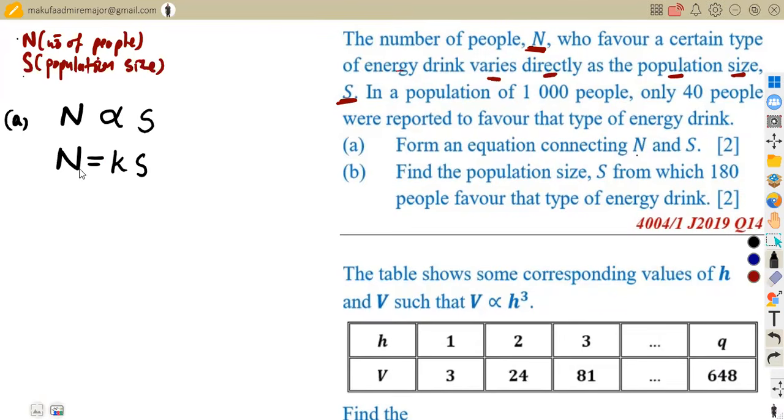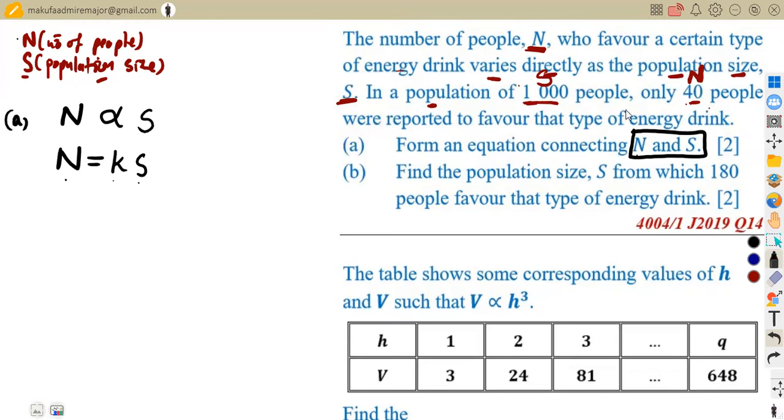So here we are having N, S, and a constant K, but here they want an equation that connects only N and S. So meaning to say we are supposed to calculate the value of K, from the information we are given here that in a population of 1,000 people, only 40 people were reported. So you have to take note. In a population of, so we are given the population size, we are given S. So this one is the value of S. Only 40 people, the number of people now, N. Remember, I said the number of people, it's N.